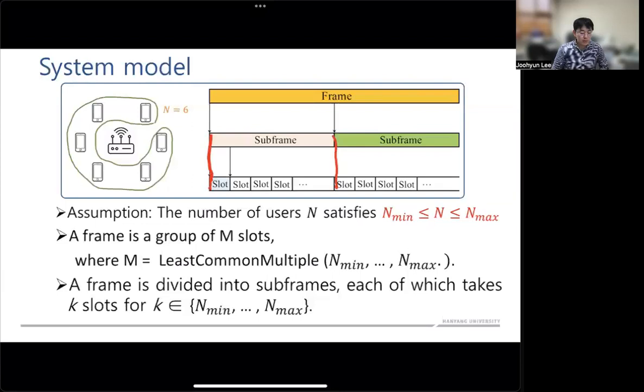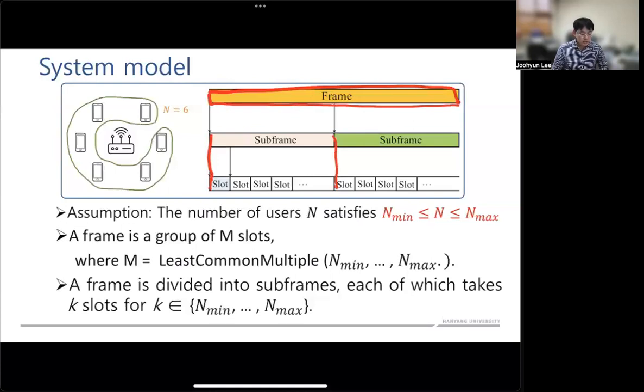The reason why we have this subframe is that we want to determine one slot in one subframe to transmit for some user. And we also define a frame, which is a set of subframes, such that we can regard the same number of slots in a frame for users across users.